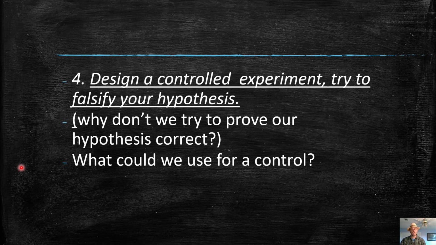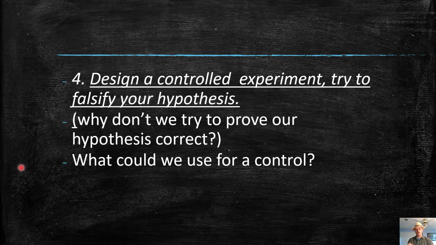Lastly here, we design a controlled experiment now. We have a hypothesis. Now we design a controlled experiment in which we try to falsify our hypotheses. Remember, we don't try to prove them right. I just explained that because it's more honest. We will avoid our own internal biases if we try to prove ourselves wrong. It will at least make it more likely we will not succumb to those biases. What could we use for a control?